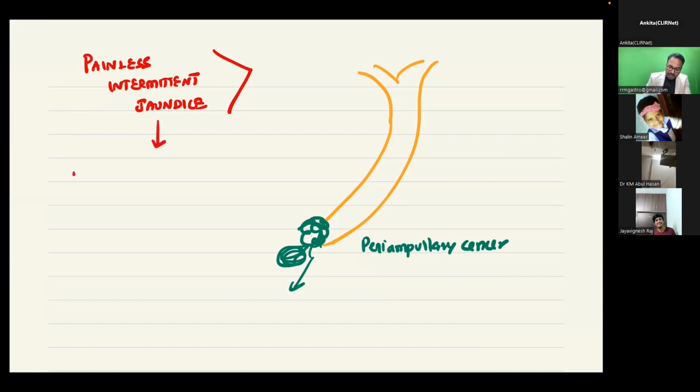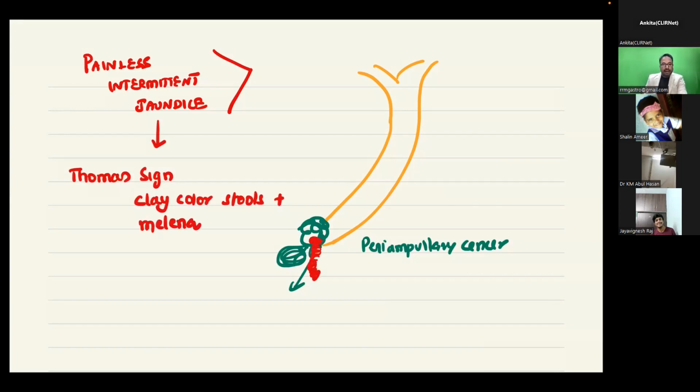These patients will have Thomas sign. What is Thomas sign? I told you there will be clay colored stools in all patients of obstructive jaundice. When there is a sloughing of tumor, there will be minimal bleeding. When it mixes with that bleeding, blood, melena, these two together will produce a type of stool known as silver stool. Silver colored stool. The motion will look like a silver colored stool. That is what we call Thomas sign. Stool is looking like shining silver. So clay colored stool, silver stool, two things are there. When a clay colored stool mixes with melena, it is silver colored stool.